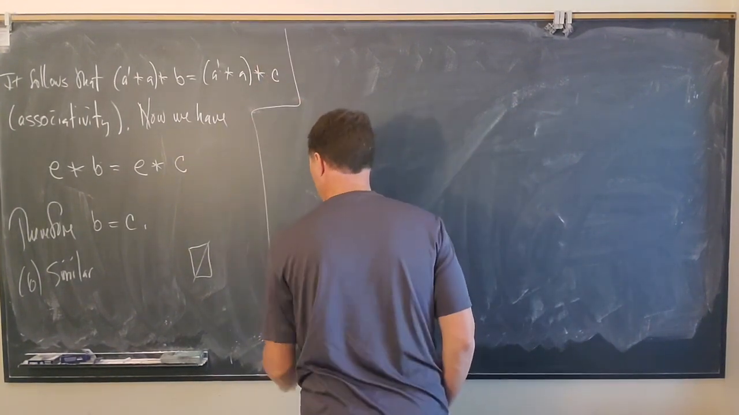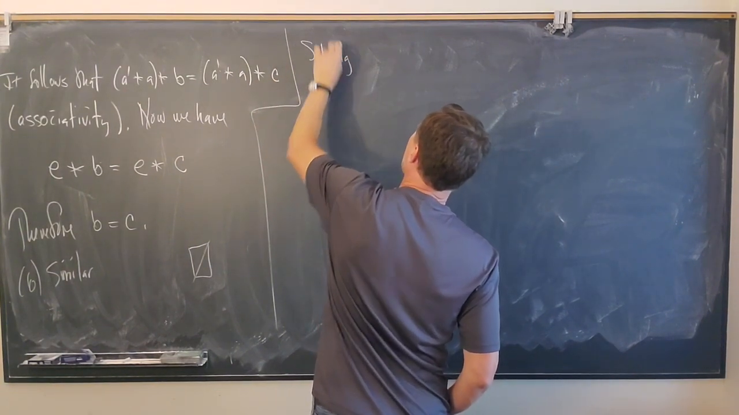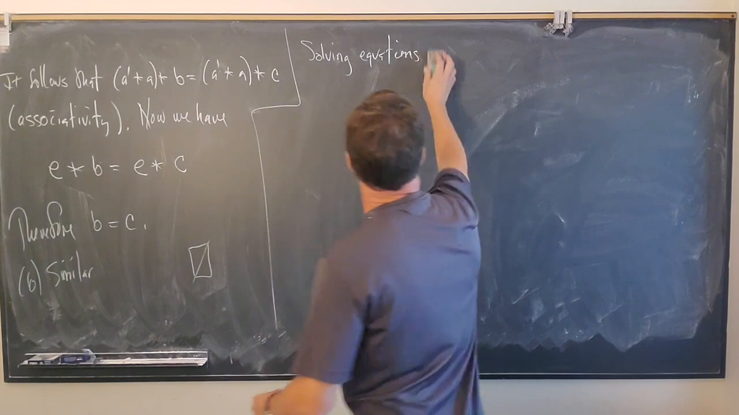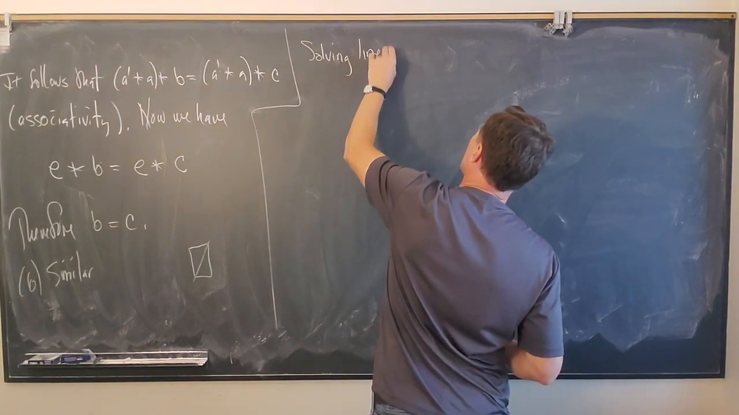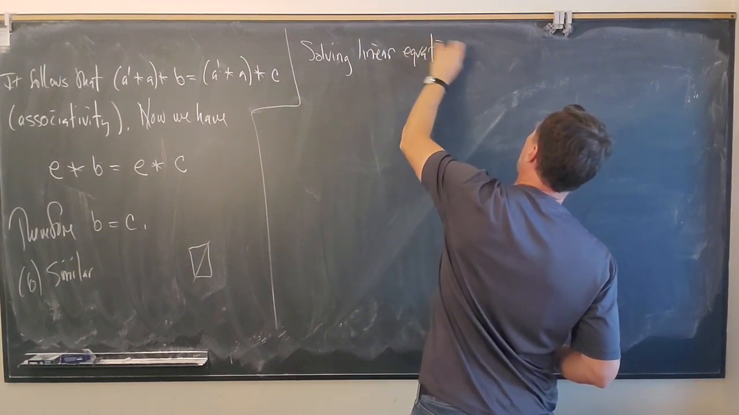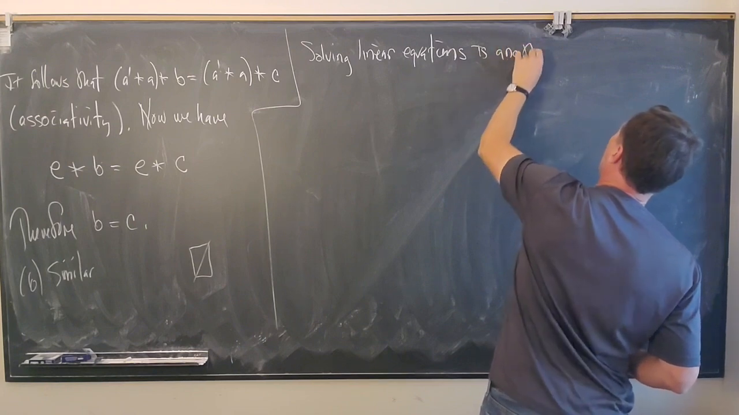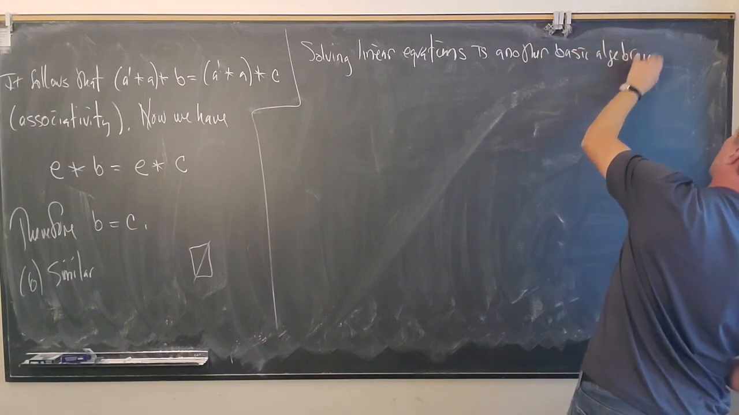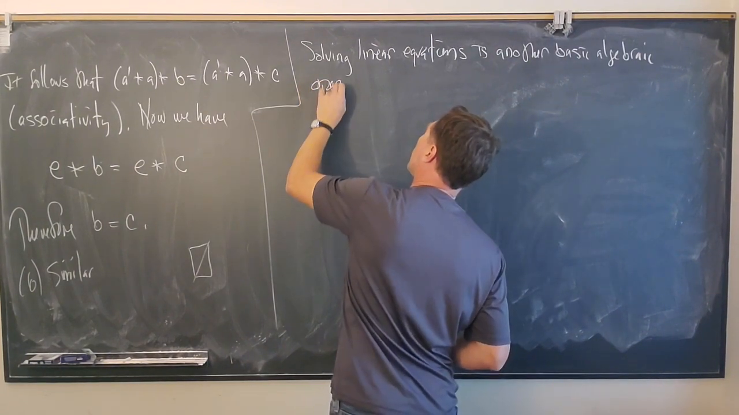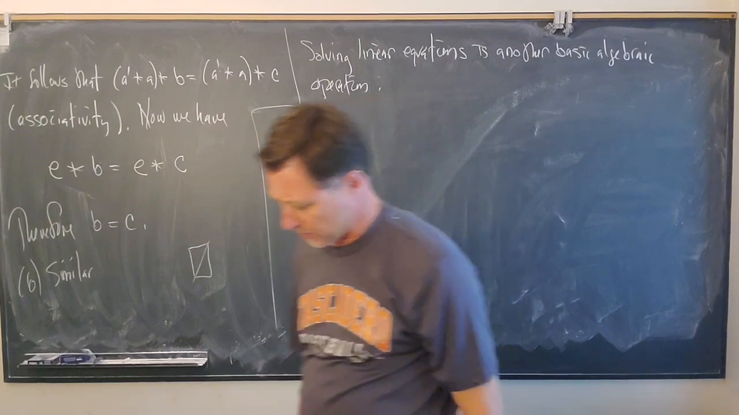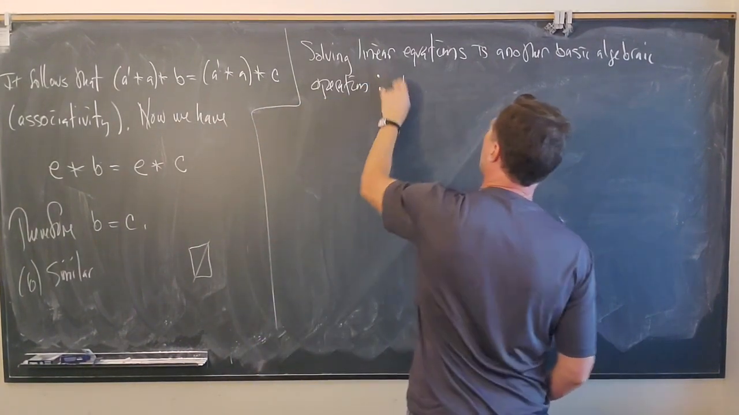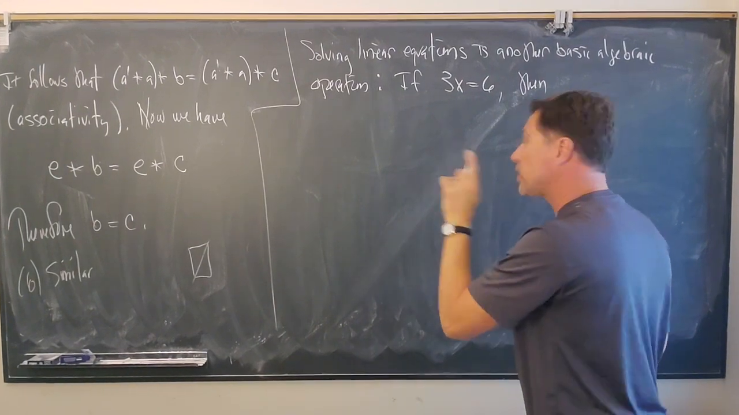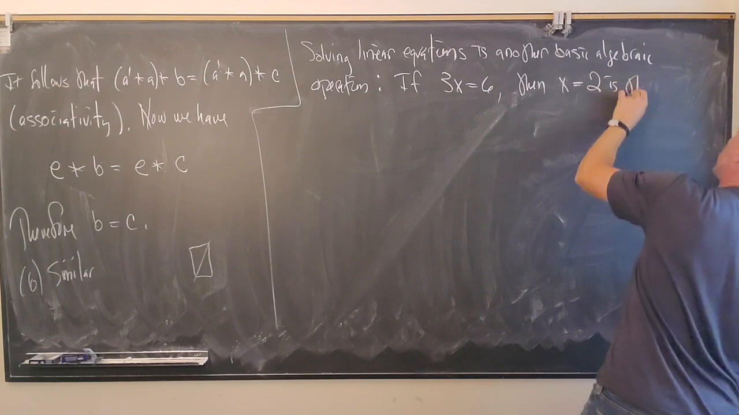Now, so there's one of our common operations. Another one, solving equations. And I should be specific here, solving linear equations is another basic algebraic operation. And what I mean by that is something like this. I'll just give an easy one here. If 3x equals 6, then there's exactly one solution. So then x equals 2 is the only solution.